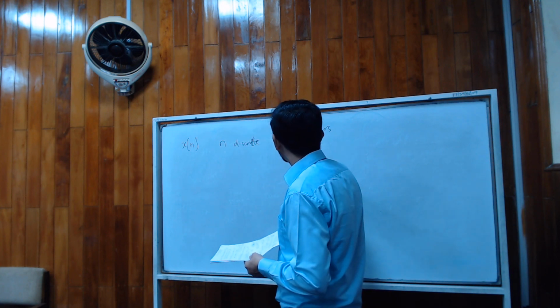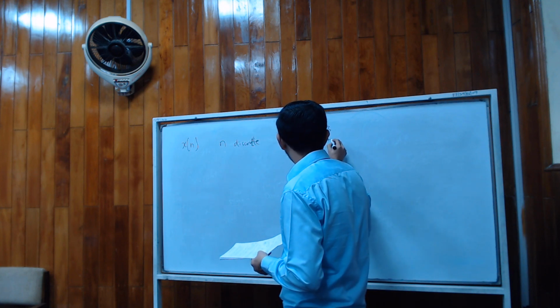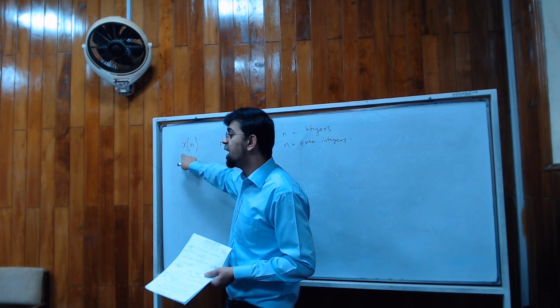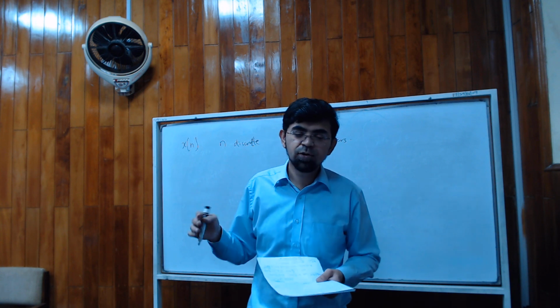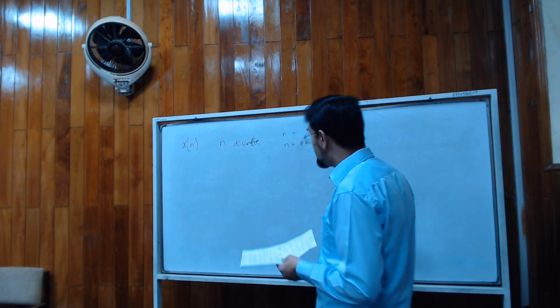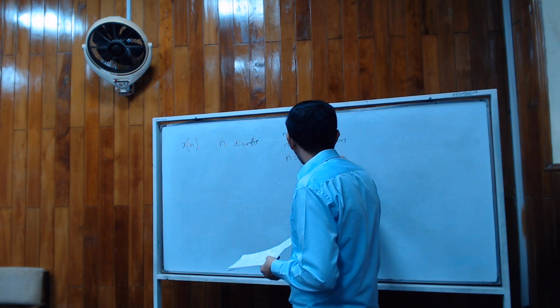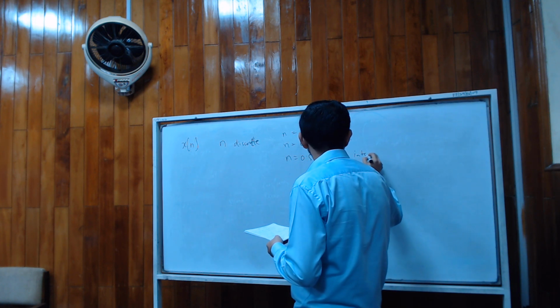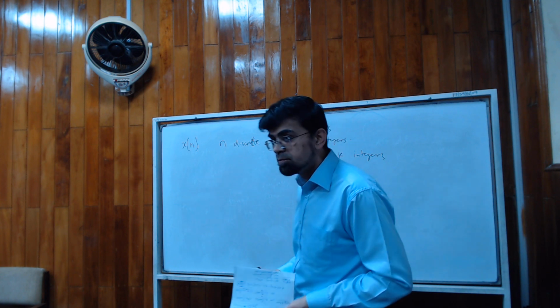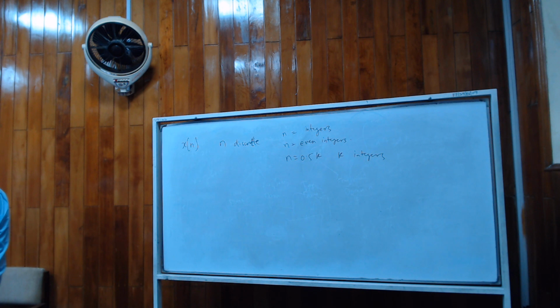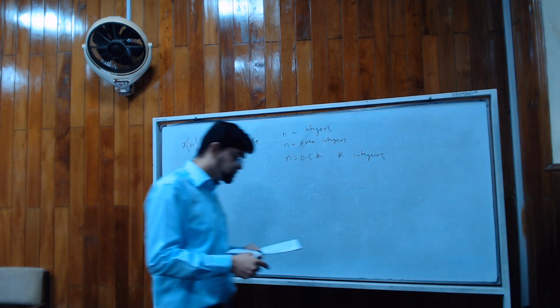It could be even integers. That's also fine. So x0, x2, x4, and so on. It could be odd integers. What else could it be? It could be 0.5k, where k is an integer. So it could be that your signal exists at x0, x0.5, x1, x1.5. Could be like that.